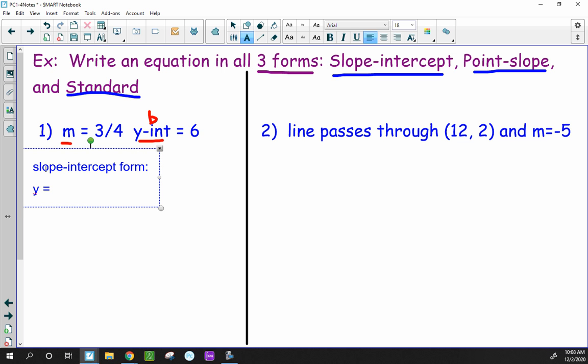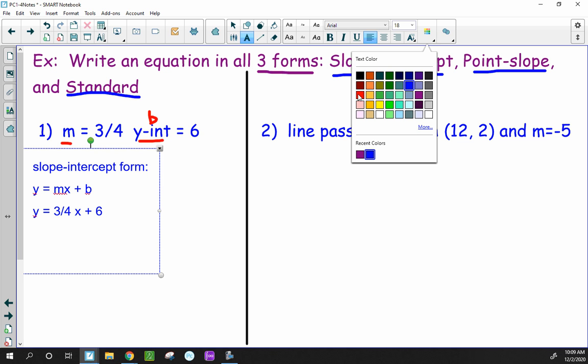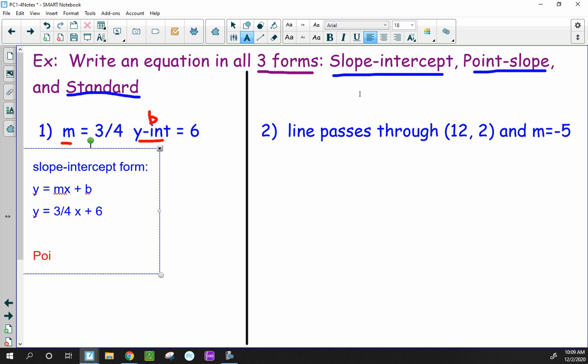So y is going to be equal to 3/4. All you're doing is substituting in for the appropriate letter. So y is equal to, according to the directions, 3/4 is my slope, and my y-intercept is 6. And so that's all I have to do for slope-intercept form for that problem. Easy enough. Okay, next, I'm going to look for a point-slope form.